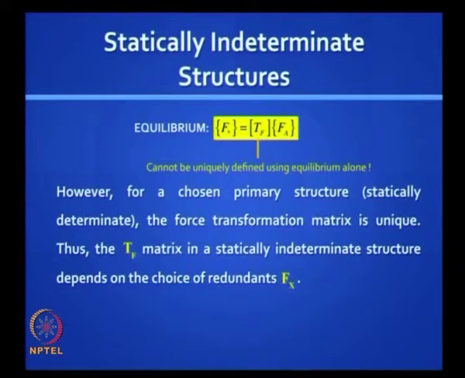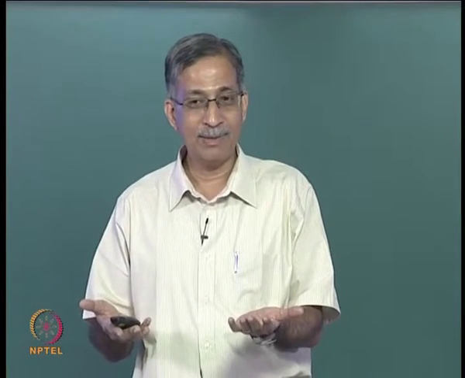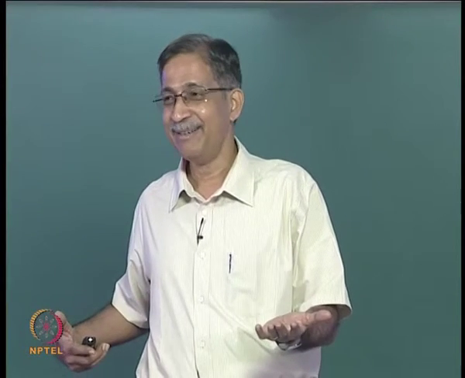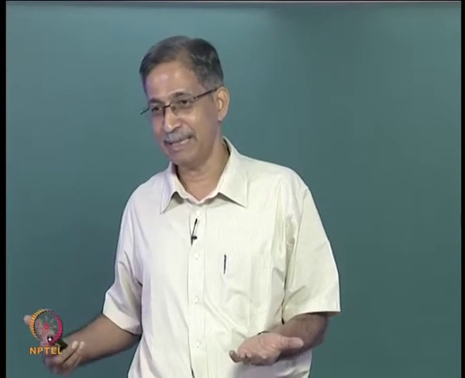Okay. For a chosen primary statically determinate structure, the force transformation matrix is unique. Thus the TF matrix in a statically indeterminate structure depends on the choice of the redundants Fx. So let us say I am an examiner, I have solved the problem with my choice of Fx and the student used a different one, I can't compare my solution with the student solution because we are dealing with different primary structures, but I can check the final answer because my final bar forces must be the same. Is it clear? So that is the trick here.